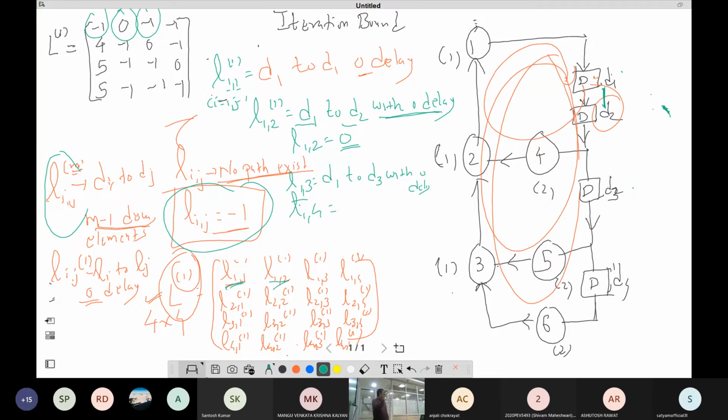Again, find out L14. That means starting from D1, go to D4 with a 0 delay element in between. There is a path, okay, but there is no path where I can reach D4 from D1 without going through any delay element. So that is again -1. Why -1? No path exists. So similarly, observe it for the remaining.